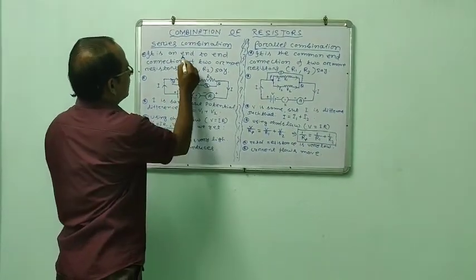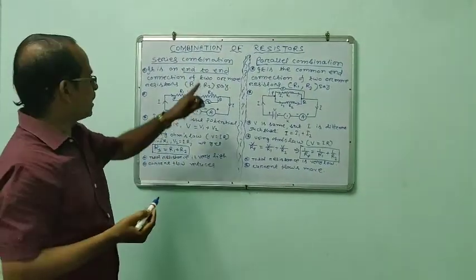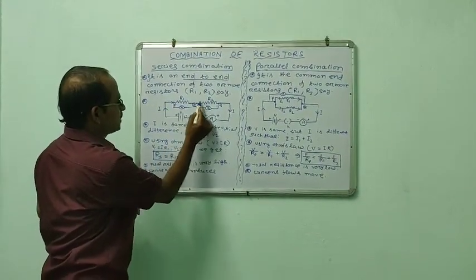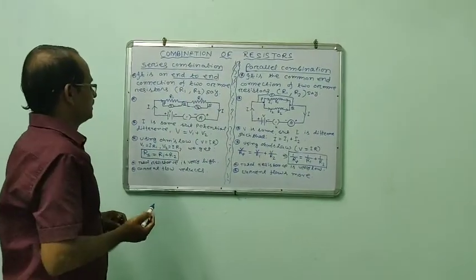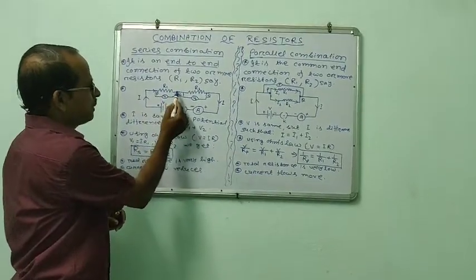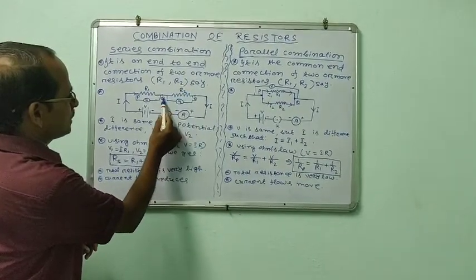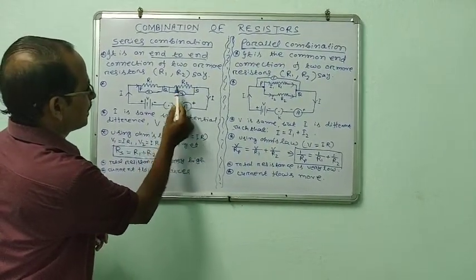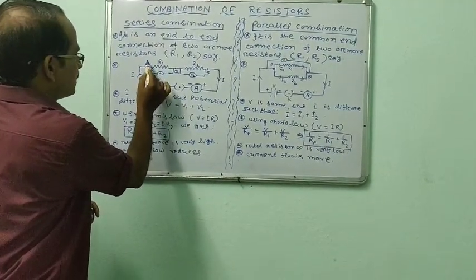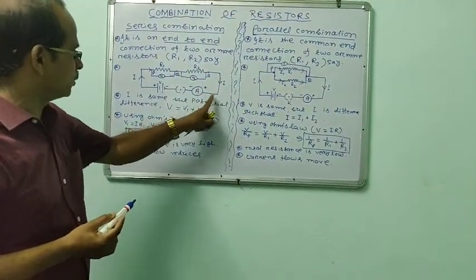End-to-end combination means we are connecting two resistors here, R1 and R2. In that case, this is R1 and this is R2 in the series combination, and they are connected end to end. Suppose the first resistor R1 is taken as PQ, and the second resistor R2 is taken as QS. These are the points. When they are connected end to end, suppose this side is positive, this side is negative, again this side is positive and this side is negative, and it continues like that.